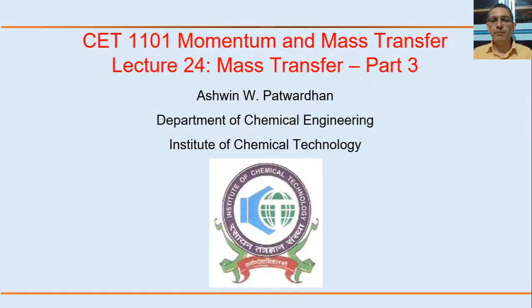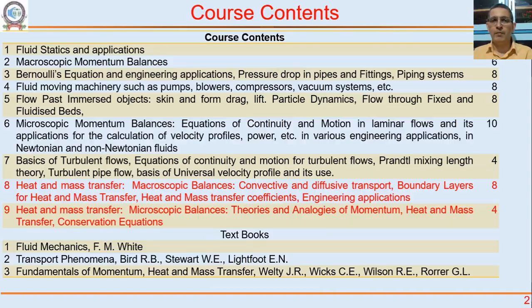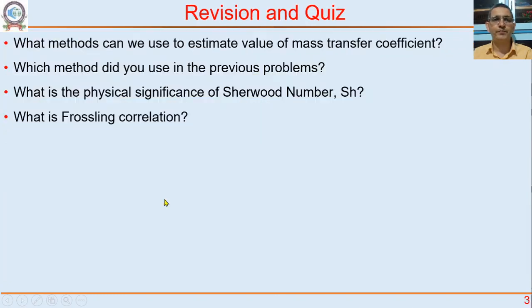So just to refresh your memory, we are on mass transfer. We are doing these two parts together. Just to remind you of all the things that we had in the last class. What methods can we use for estimating the value of mass transfer coefficient? Just tell the names of the methods. We will see more in detail in the next class.